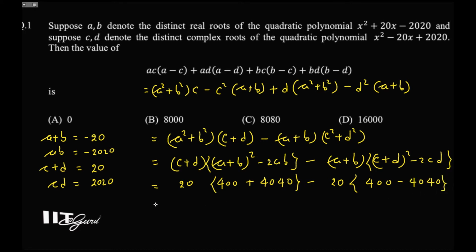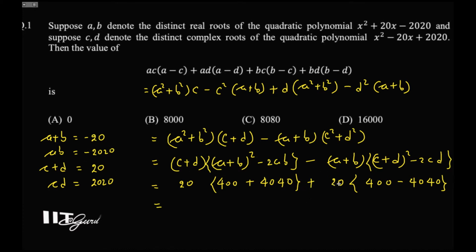And here, if you see over here, that is 40 positive, and here negative. So negative of negative will be positive. Means this is a plus b, that is minus 20. So we have to make it plus.